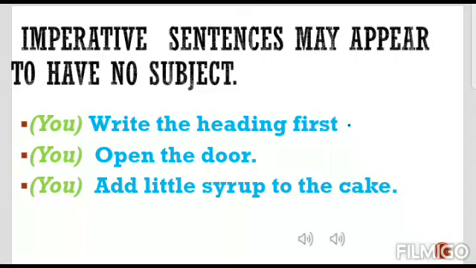The first sentence means you write the heading first. The second sentence means you open the door. And the third sentence means you add little syrup to the cake. So in all these 3 sentences, we automatically assume that you is acting as the subject.